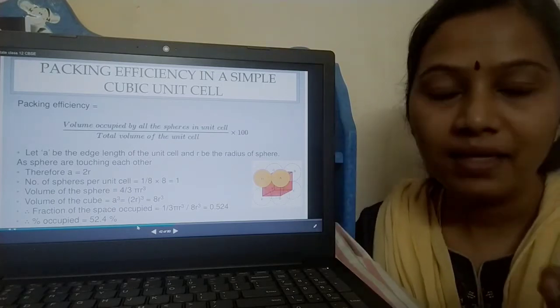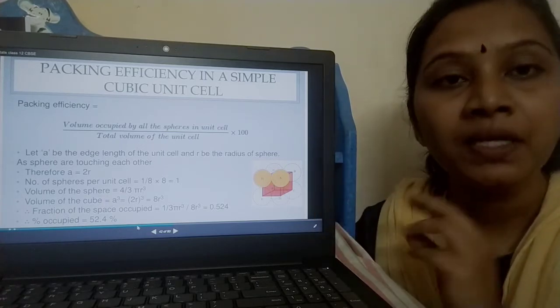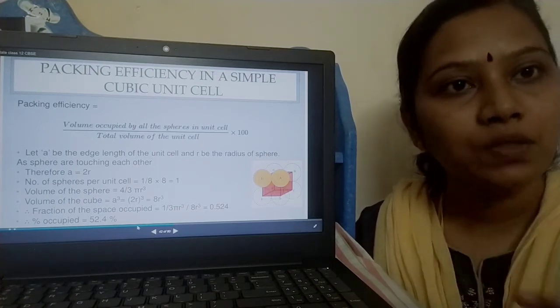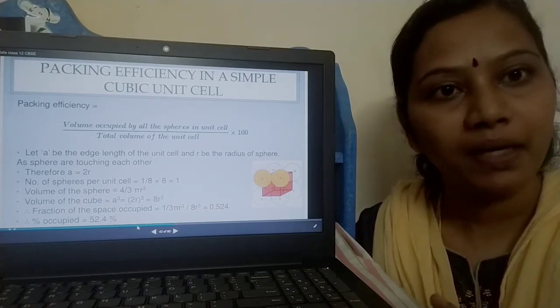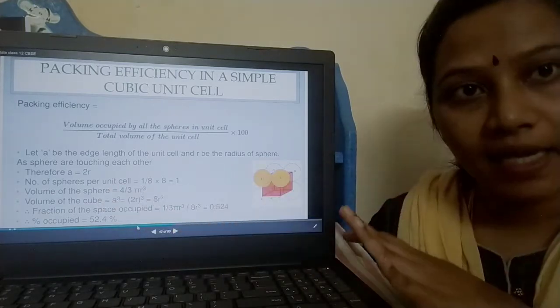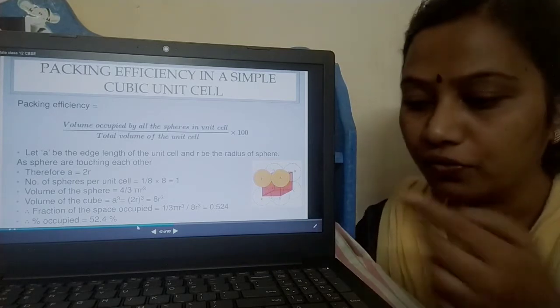So in this page, what you have to remember: A is the edge of the cubic cell, and R is the radius of the sphere. Since two spheres are touching each other, A is equal to 2R. The volume of a sphere is 4 by 3 pi r cube, and the volume of the cube is A cube. Then from that you calculate the fraction, which is found to be 0.524.